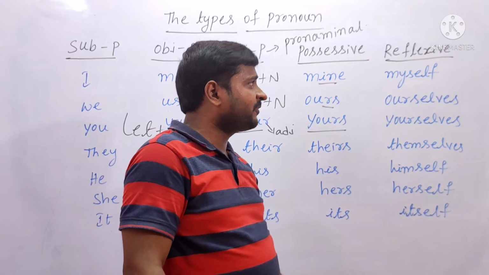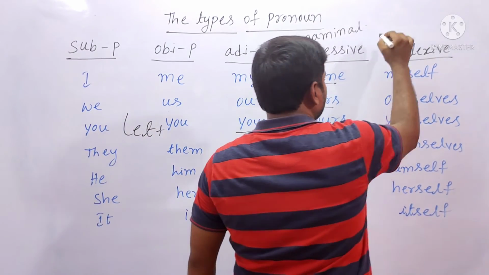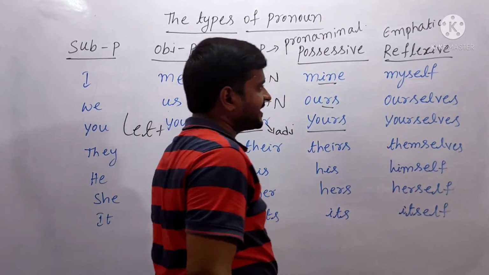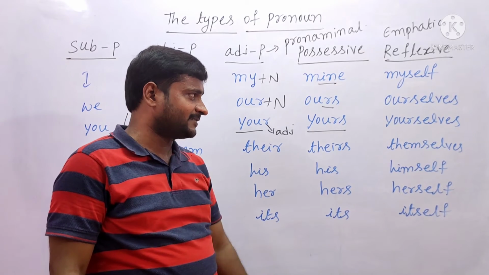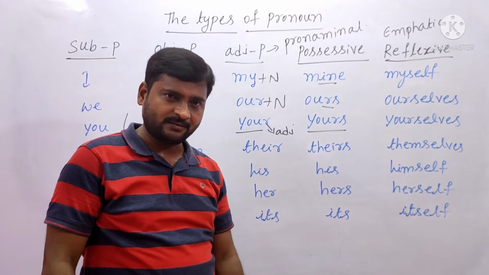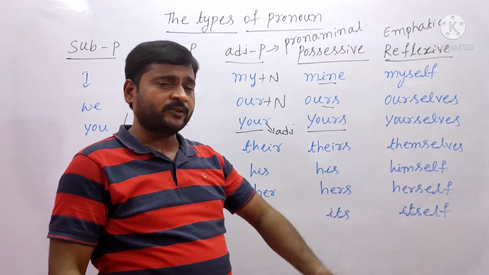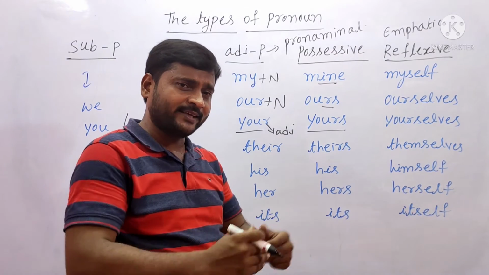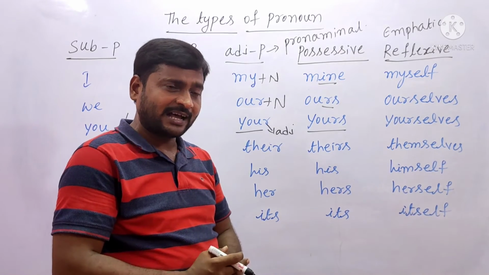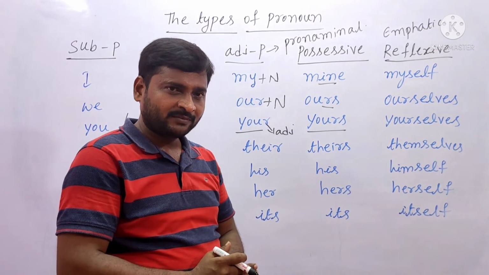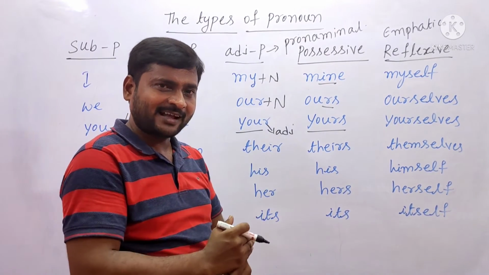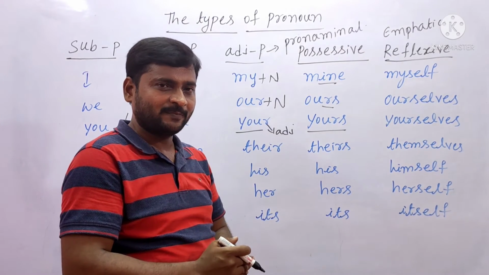And finally, you see, the reflexive pronoun. Reflexive pronoun is also called emphatic pronoun. As you see: myself, ourselves, yourselves, themselves, himself, herself, and itself. For example, I myself go there, or I go there myself. I decide what to do myself. I myself decide what to do. They come here themselves. She goes there herself. She comes here herself.